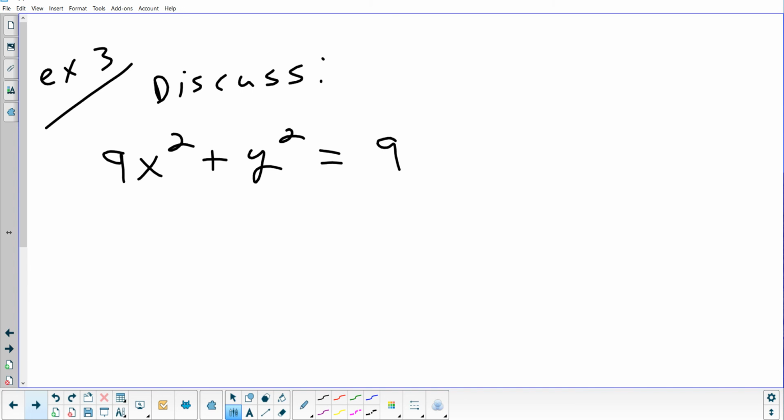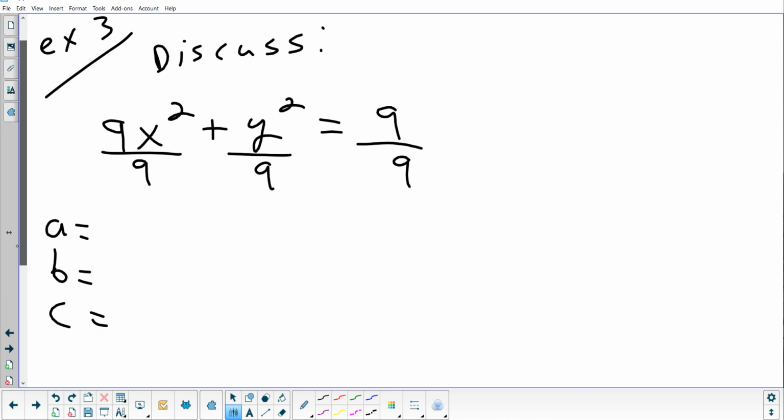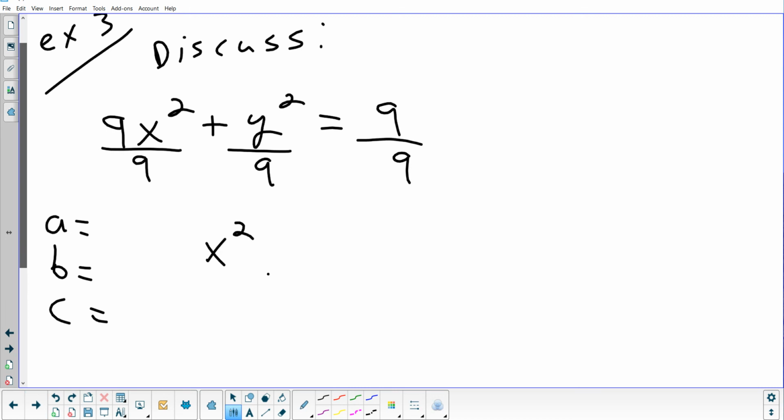Want us to discuss this. What's wrong with this one? Yeah, it's not set up correctly. So we're not even ready to find A, B, and C. What do I need to do first? Yeah, divide everything by 9. That will get it equal to 1, which is the format you need it in to find A, B, and C.